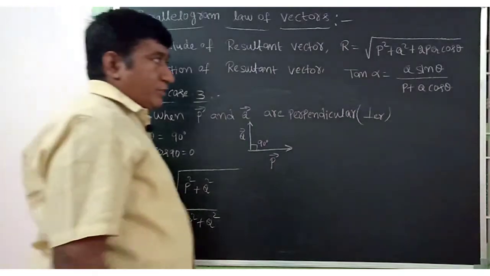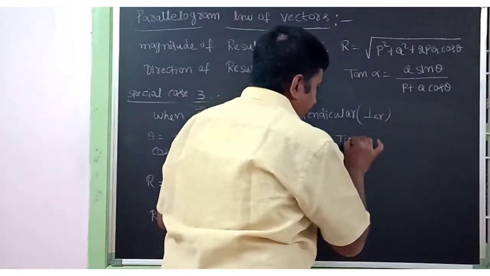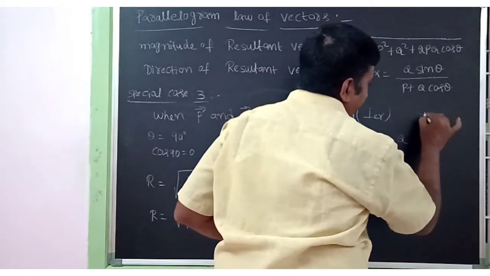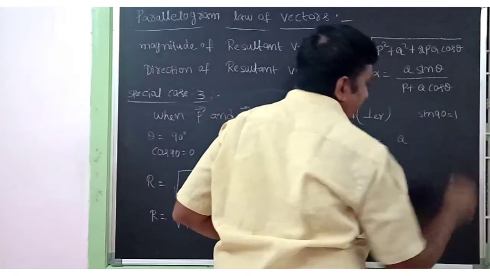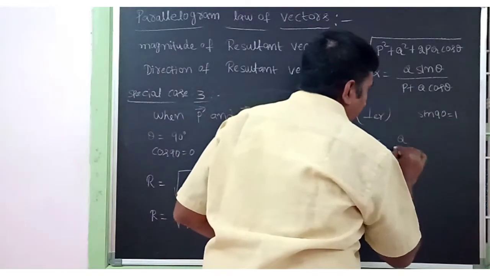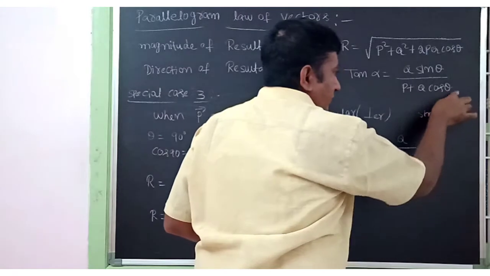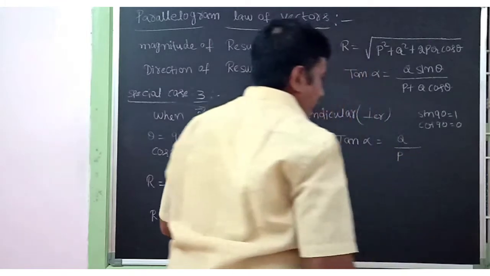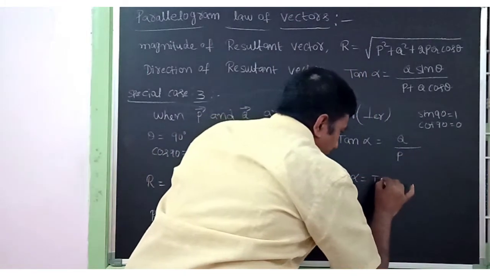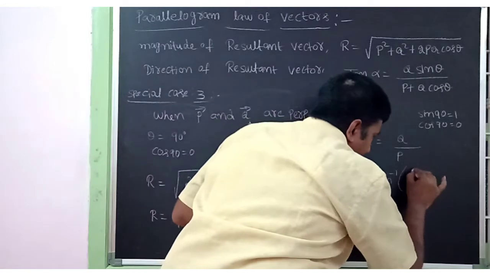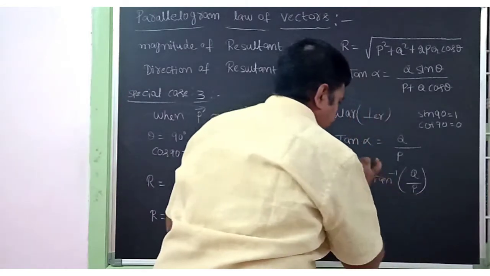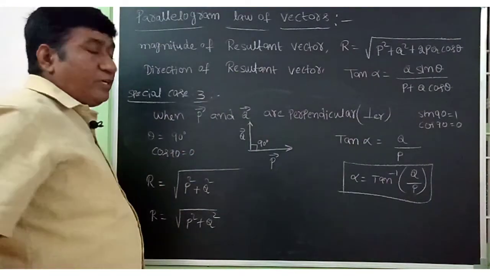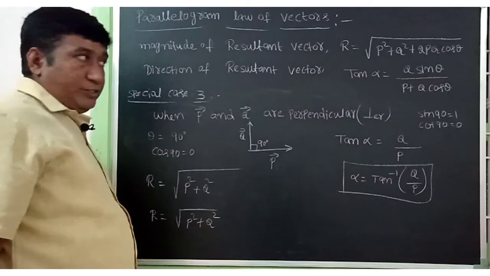Then what about its alpha? Tan alpha is equal to q sin 90 divided by p plus q cos 90. Sin 90 is nothing but 1, and cos 90 is 0. With the help of this, alpha is equal to tan inverse of q by p. This is whenever they are perpendicular to each other.